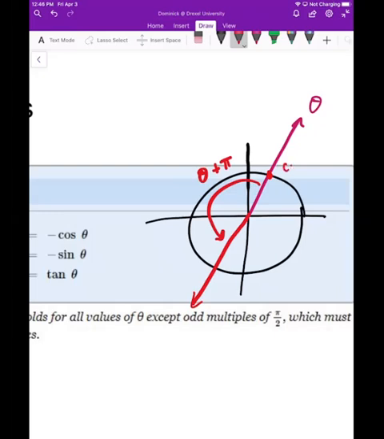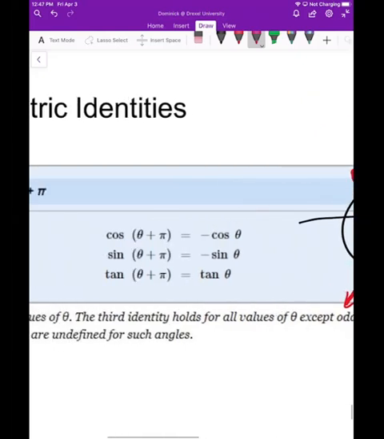Well, this is cosine of theta, sine of theta, and this would be cosine of pi plus theta, sine of pi plus theta. All right, well, since these are just coming out the opposite end, both sine and cosine will be the negatives of each other. So that's what you're seeing here. This is just coming directly out the opposite end.